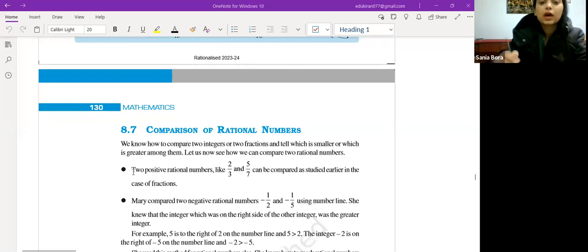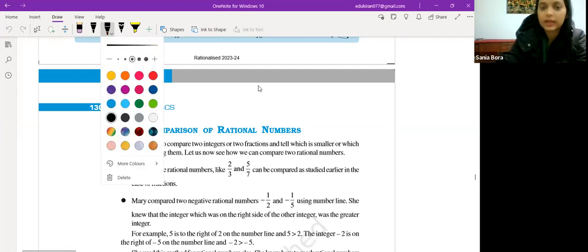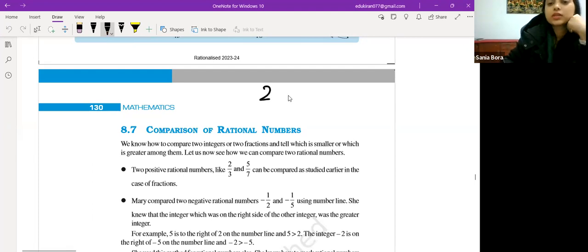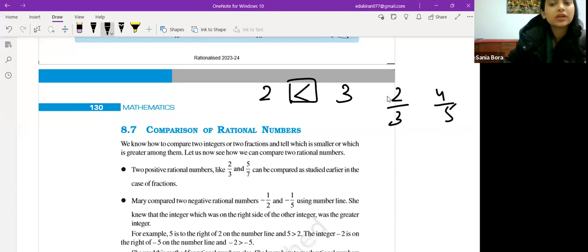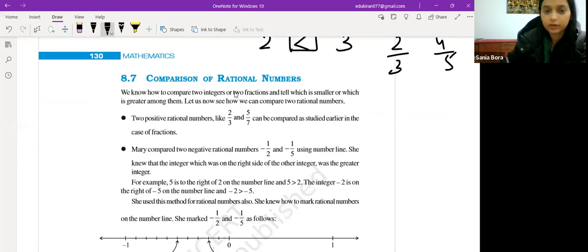Okay. So now the next topic is comparison. You are going to compare rational numbers. Comparing simple numbers is very easy, but comparing rational numbers requires a lot of effort. For example, I give you two numbers, 2 and 3, and ask which is greater. You say, ma'am, 3. Easy. But if I give you two rational numbers, it becomes difficult to compare. Ma'am, we have to find the LCM of 5. Yes. So that we are going to learn.